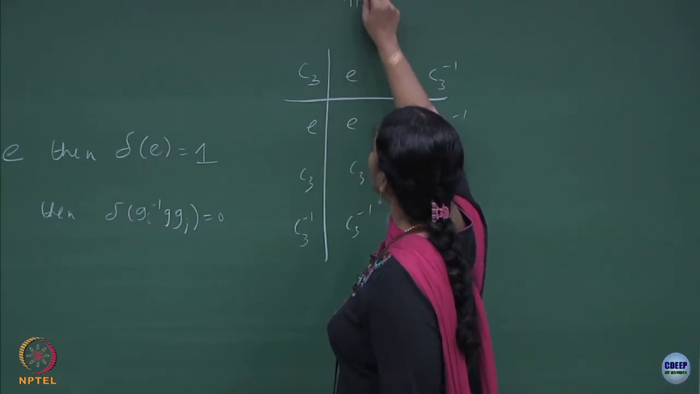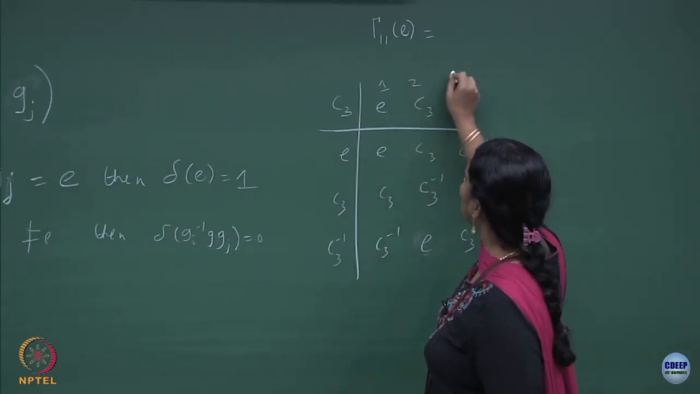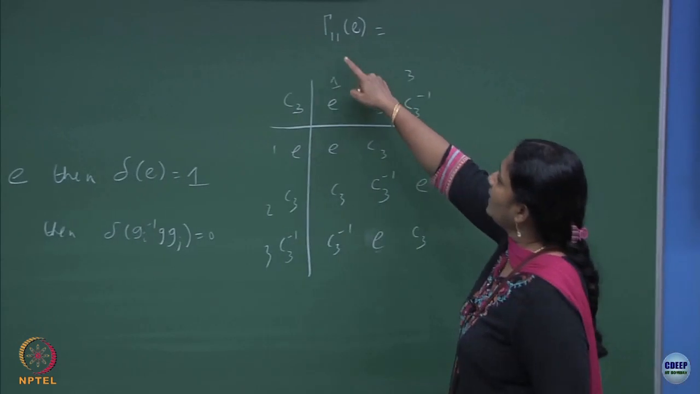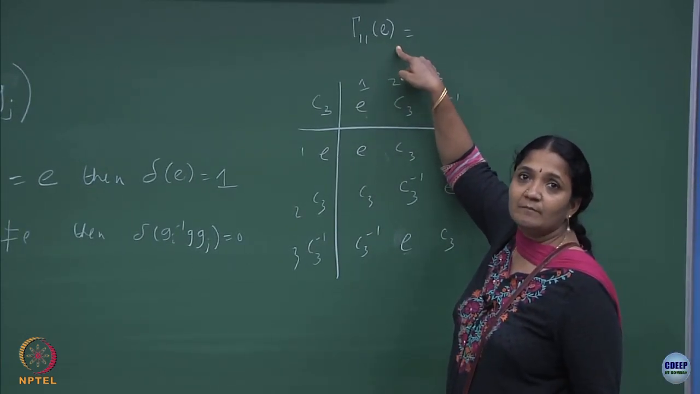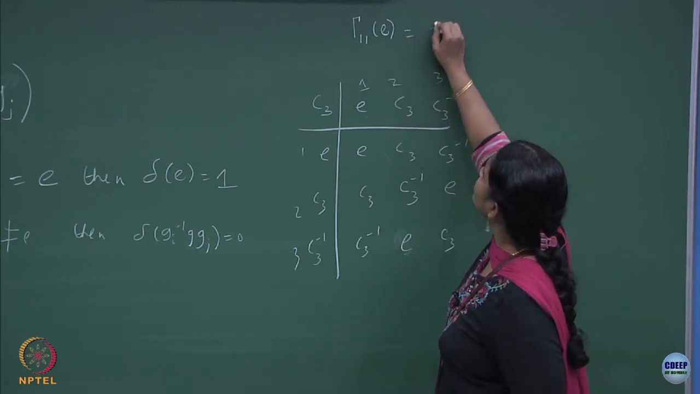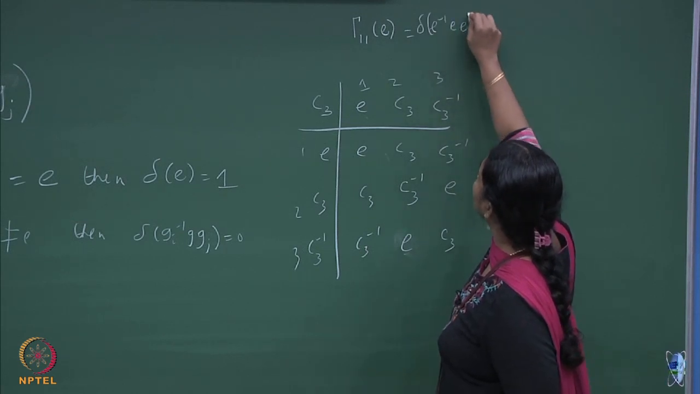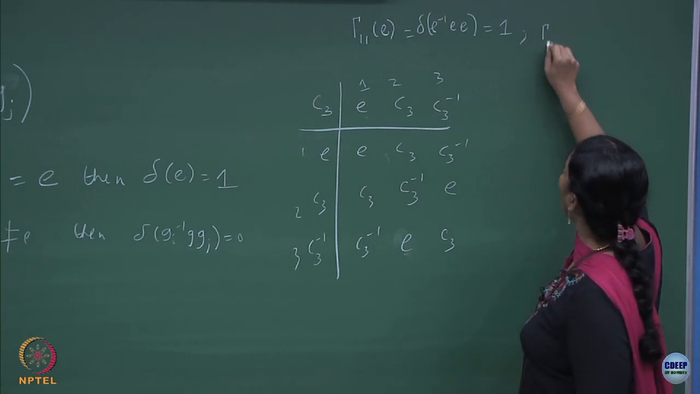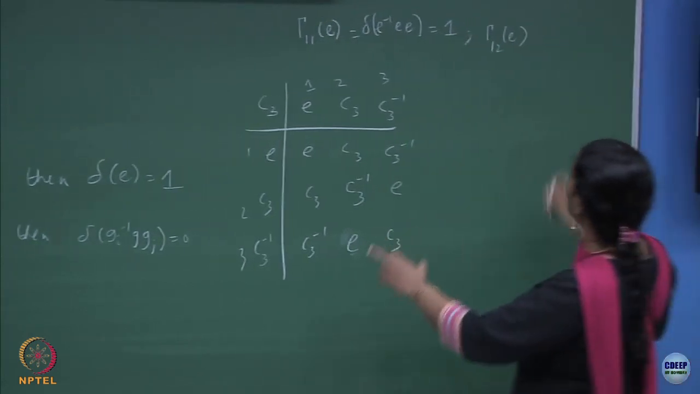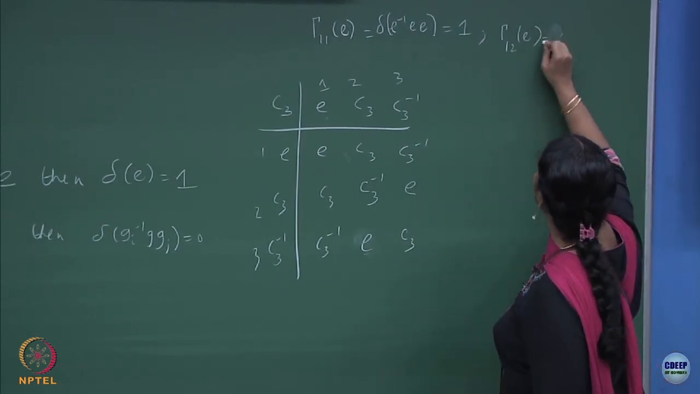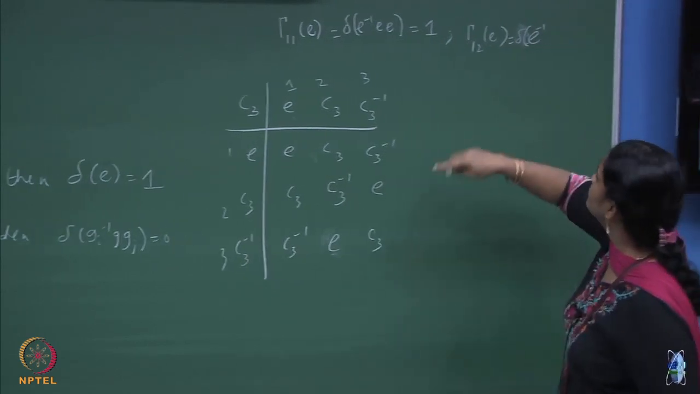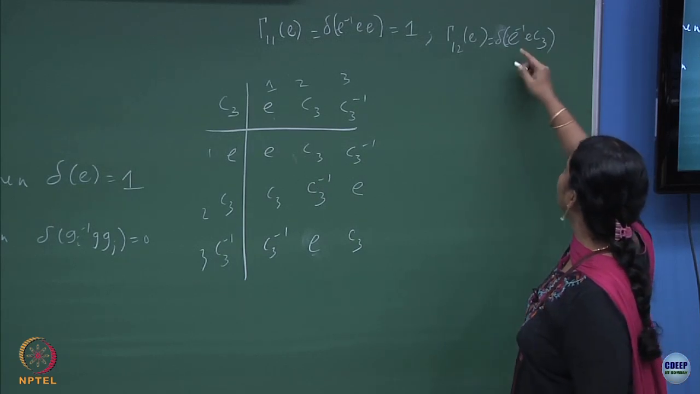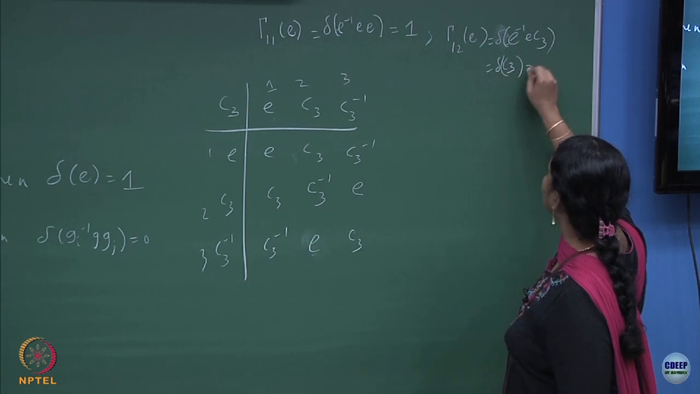So, let us do gamma 1 1 of E. So, I am going to call these 1, 2 and 3, 1, 2 and 3 in the multiplication. So, I want to find the 1 1 element of a 3 cross 3 matrix for the identity element E. So, this is going to be just delta of E inverse E E. Is that right? So, that is going to be 1. If you do gamma 1 2 of E, then it is delta of E inverse E C 3. What is that? That is delta of C 3, which is 0 by this definition.